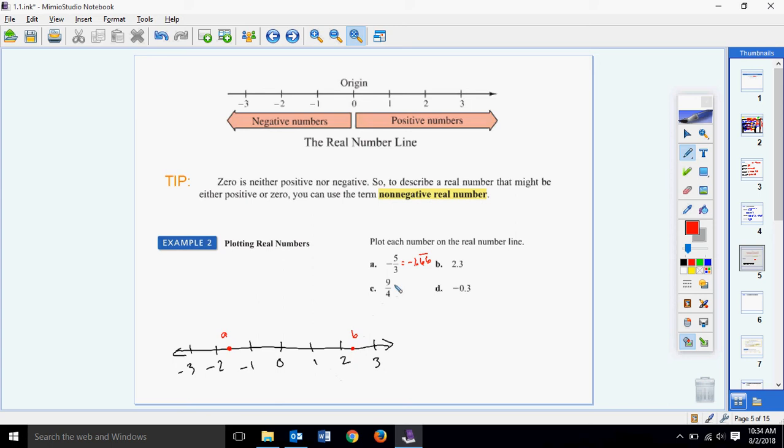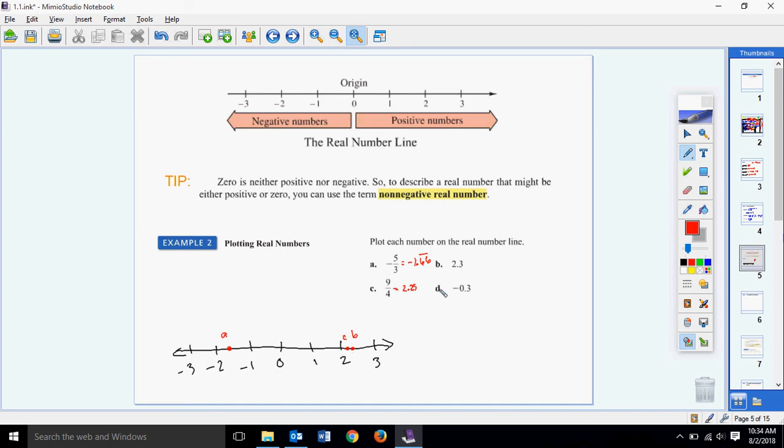Part C is 9/4. If I write that as a decimal, it's 2.25, or 2 1/4. 2.25 lies between 2 and 3. It's closer to 2. And I want you to notice that we've already plotted the point 2.3. So we have 2.3 and 2.25. 2.25 is less than 2.3, so it needs to be closer to 2. So I'm going to put that point right here, and we're going to call it C.